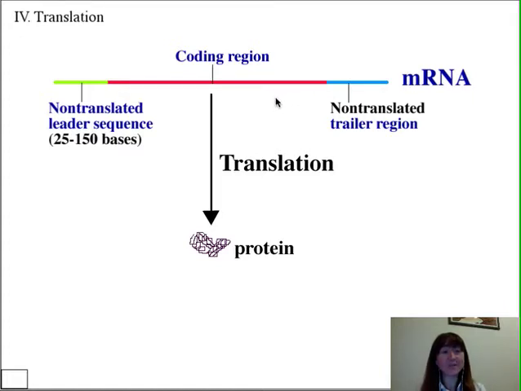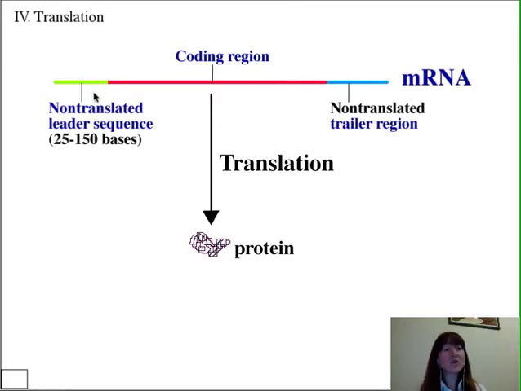The non-translated leader sequence also has a protective role, but we can also add to that it is in this region, this non-translated leader region, that we get the area that serves as the initiation site for translation. So just as there was an initiation site for replication, the ORI, and the promoter region for transcription, we have a non-translated leader sequence that has the initiation sequence for translation.